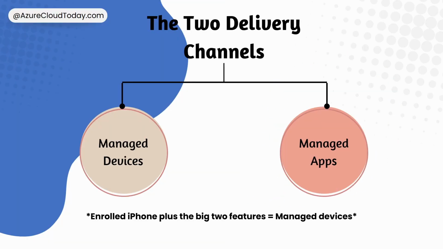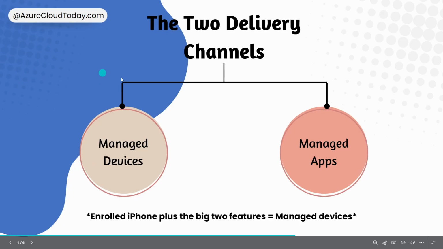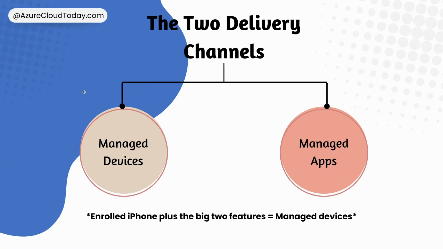Before we build anything, you need to know that when you create an app configuration policy, Intune immediately asks you a question. And there are exactly two possible answers: managed devices or managed apps. Managed devices delivers these app configuration settings through the device management channel, the same channel that Intune uses to manage the iPhone itself. That means two requirements are there for using this one.